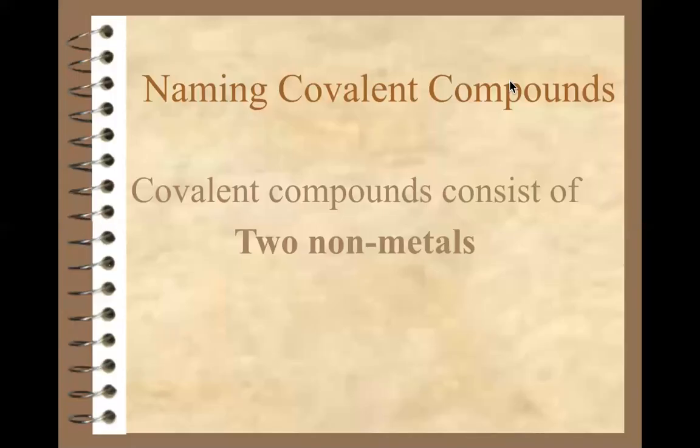Hello students, in this naming of compounds video 4, we are going to learn about how to name or how to write the formulas for covalent compounds. Covalent compounds consist of two nonmetals. The bonding between nonmetal and nonmetal is called covalent bonding. Such compounds are called covalent compounds.